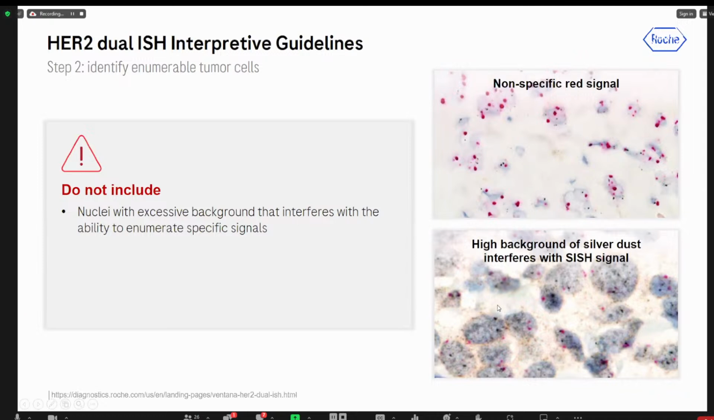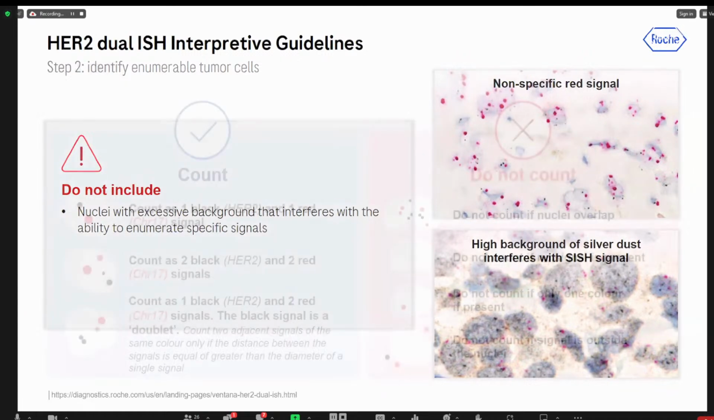If you have other areas without the silver dust, you can select those if you feel that they are representative of the tumor. Otherwise, a restain is really required.